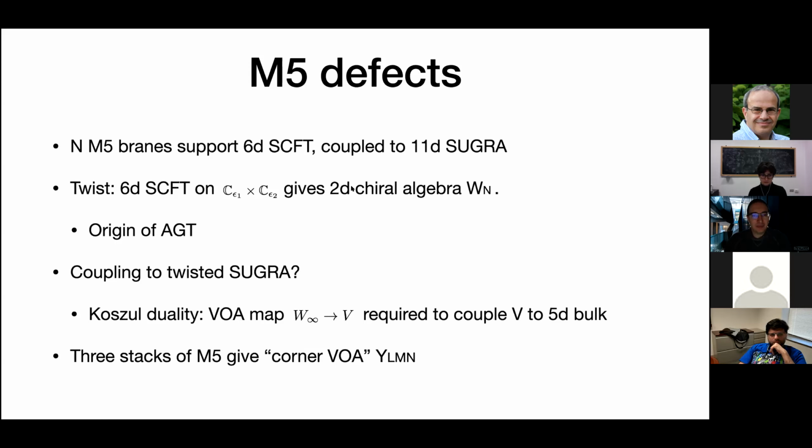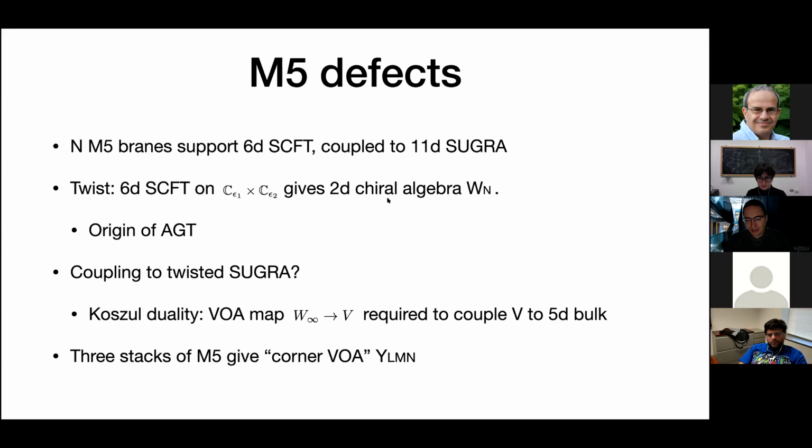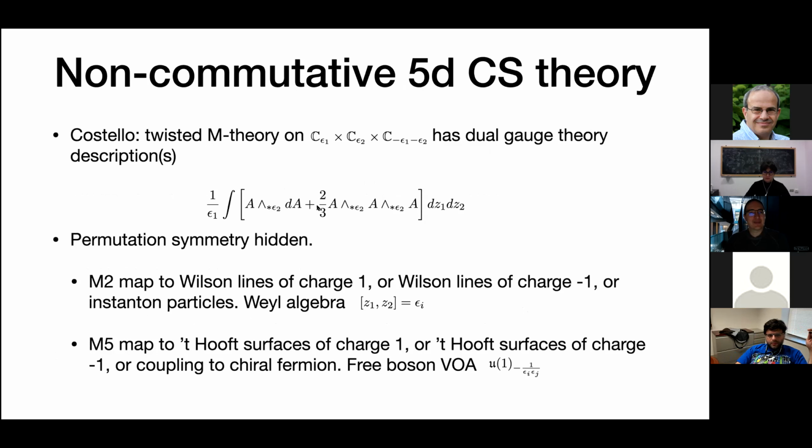And so now you can ask, is it possible to couple this W algebra in a gauge invariant way to the five-dimensional Chern-Simons theory? Kevin started looking at this problem and we looked at this problem further. And there is a very powerful technology introduced by Kevin called Koszul duality, which allows us to express these gauge invariant couplings as a morphism of algebras. Essentially, you learn that if I have a surface defect with some vertex algebra V, and I want to couple it to the twisted supergravity, this coupling is expressed by a vertex algebra map from a universal vertex algebra called W infinity to my vertex algebra. And the OPEs and structure of this W infinity capture all sorts of Feynman diagram calculations in the five-dimensional Chern-Simons theory.